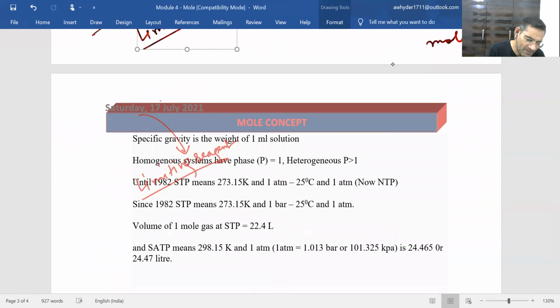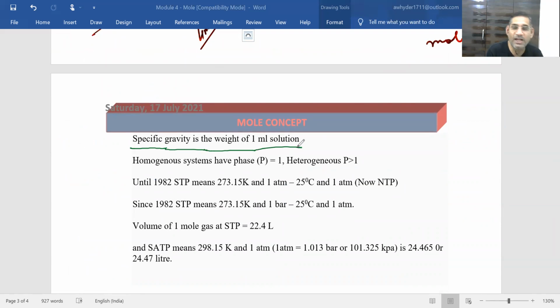What is the meaning of specific gravity? Specific gravity means the weight of 1 ml of solution, that is density. Specific gravity is the weight of 1 ml solution, that is also known as density. So specific gravity means density.